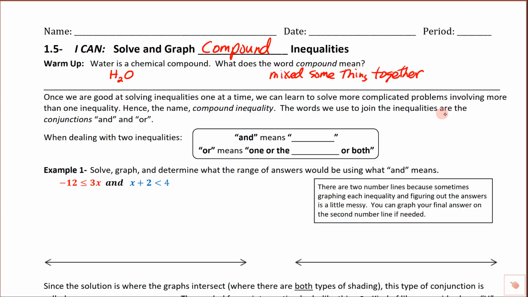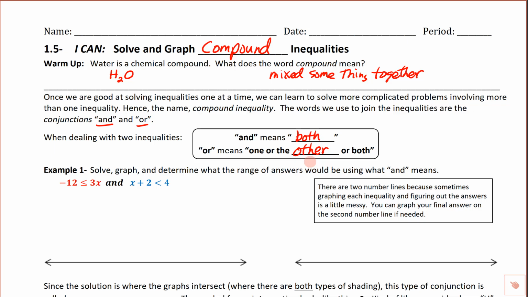So the words that we use to join inequalities together so that we can mix them together, there's two of them. One of them is the word and, and the other one is the word or. Now when we're dealing with inequalities, the words and, or, their meanings are very different and we need to be very clear about what they mean. So the word and, since we're only going to work with two inequalities at a time, means both. The word and means both. And the word or means one or the other or both. So and means both inequalities are true, and the word or means one or the other, or both of them could be true.